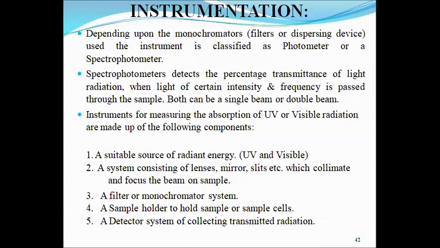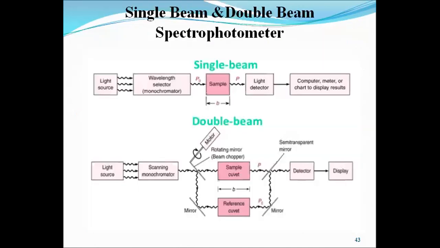Then we also need a sample holder, which is generally called a cell or a cuvette, in order to keep the sample. And finally, we require a detector system, which will be able to detect, record and give us the spectrum. So here is the single beam and double beam spectrophotometer. We can see in this that the single beam spectrophotometer has a light source, which is polychromatic light.